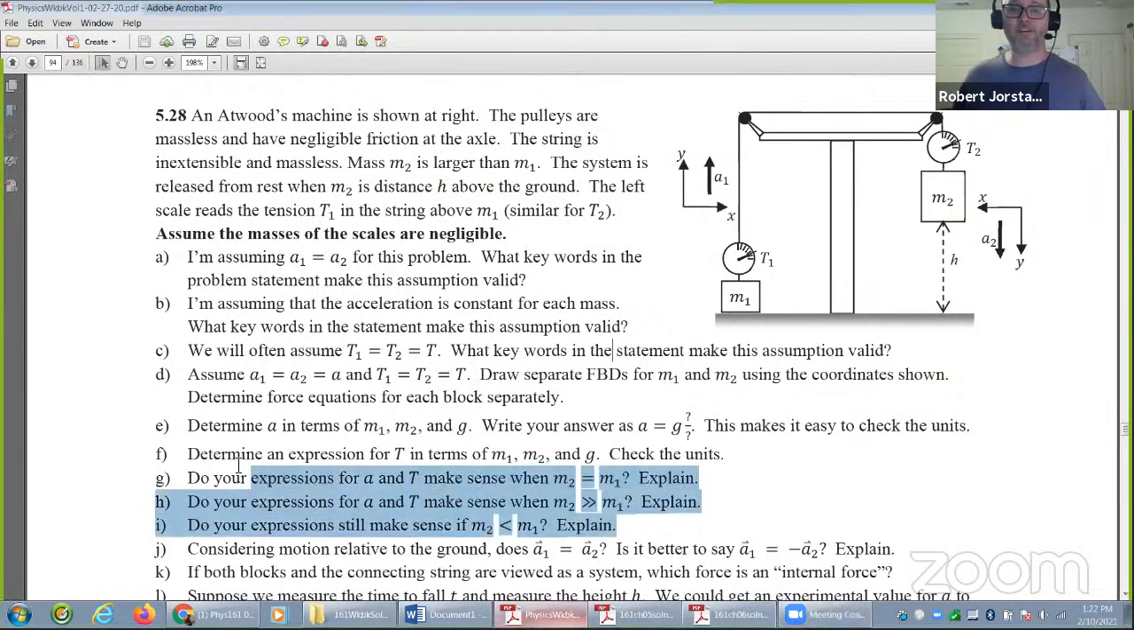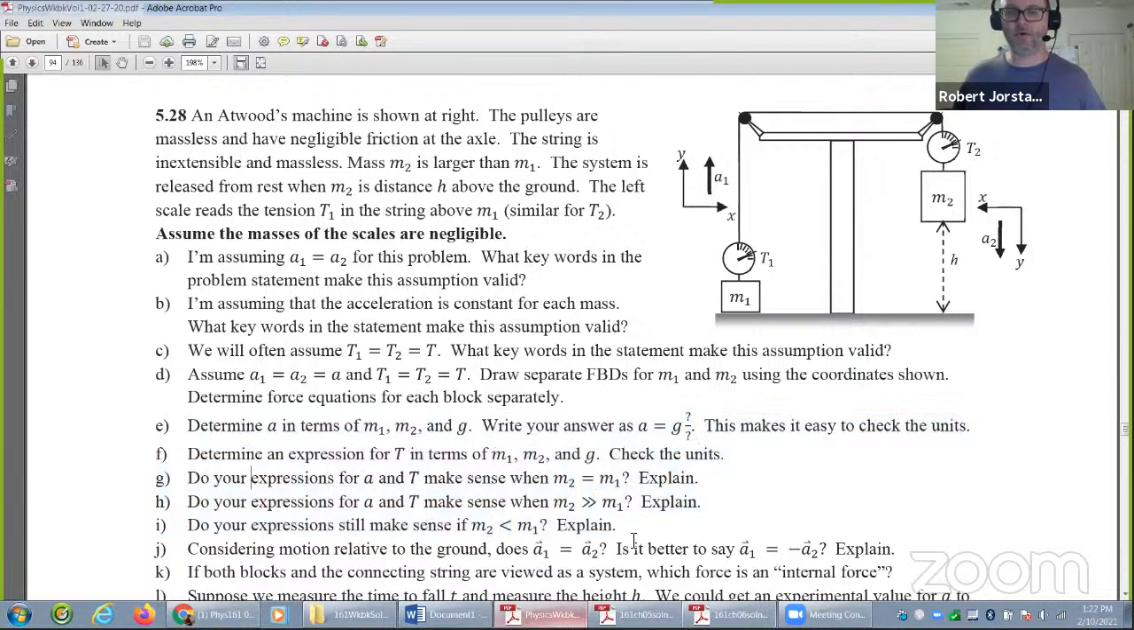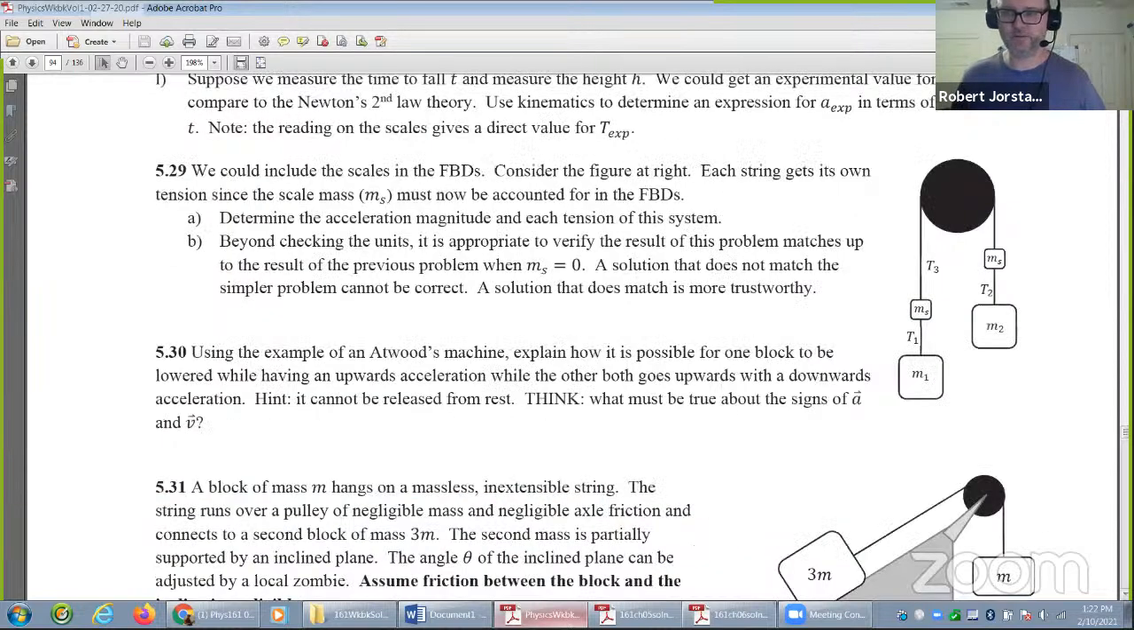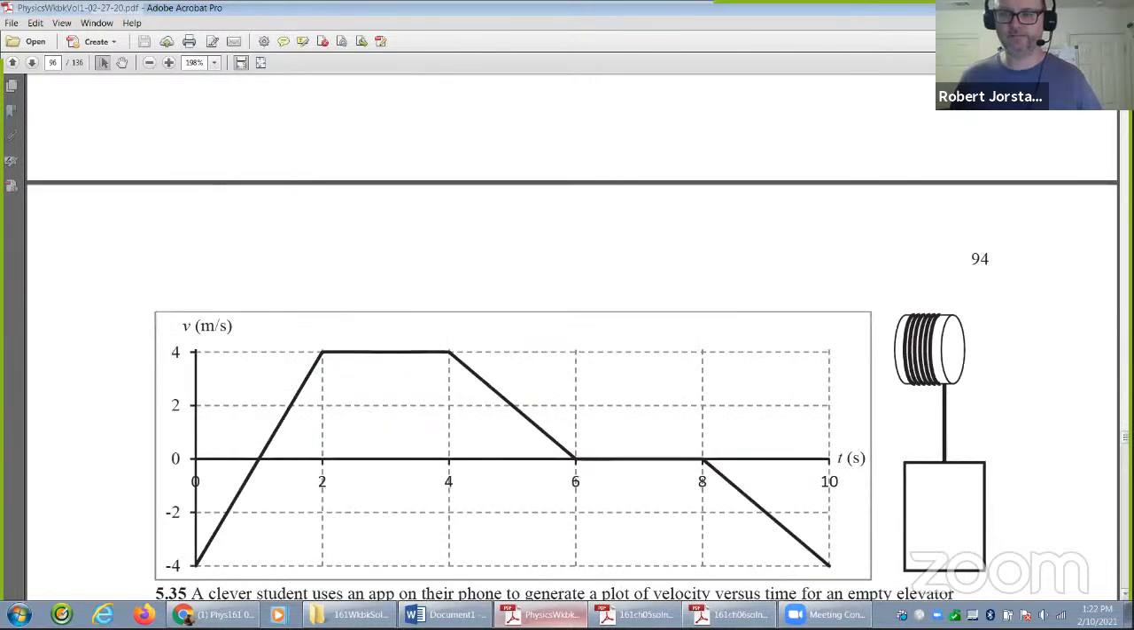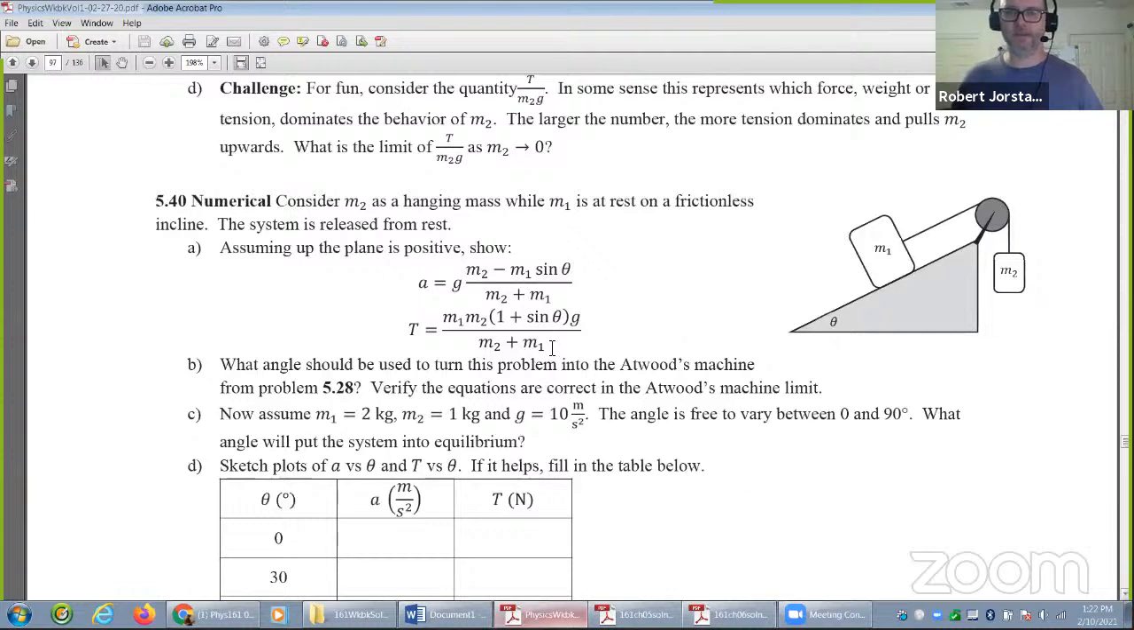This is a pretty good problem to go through as you're learning. I want to point out something that is done right here. We're going to go back and look at our previous results. Do your expressions for A and T make sense? So in this case, let's go back to the one we were just working on. I think it's one more page. Here are the results.